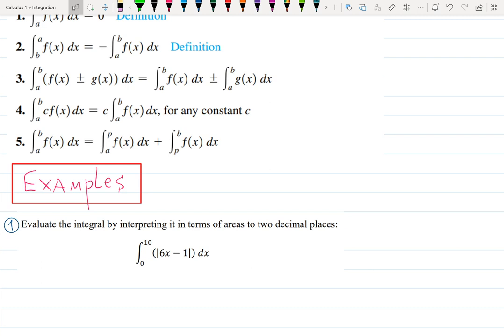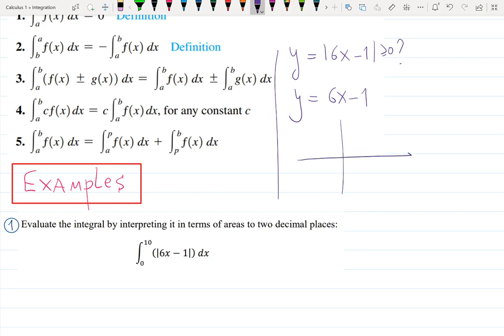Do you guys know how to plot absolute value functions? Some of you probably are freaking out about this and grabbing your calculators right away to use graphing calculators. But actually, you just need to plot the function without absolute value, which is not too bad, and then use the x-axis as a mirror, because y should be positive or 0 only. So, how to plot 6x minus 1?